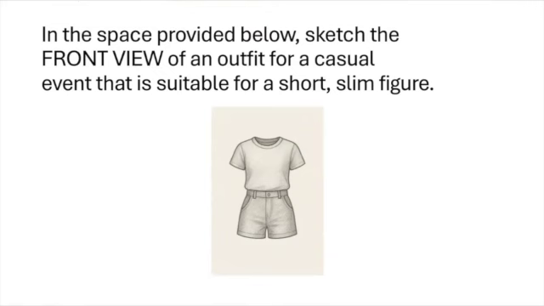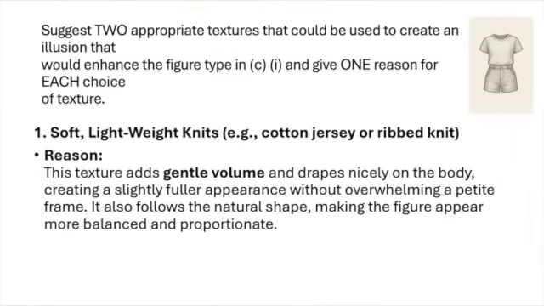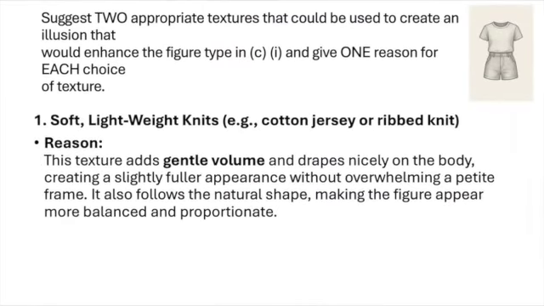All right. So the next question asks, in the space provided below, sketch a front view of an outfit for a casual event that is suitable for a slim figure. So this is a normal shirt and short pants, right? Suggest two appropriate techniques that could be used to create this illusion that could enhance the figure type and give one reason. And so you could use a soft lightweight knit, for example cotton jersey and a rib knit.